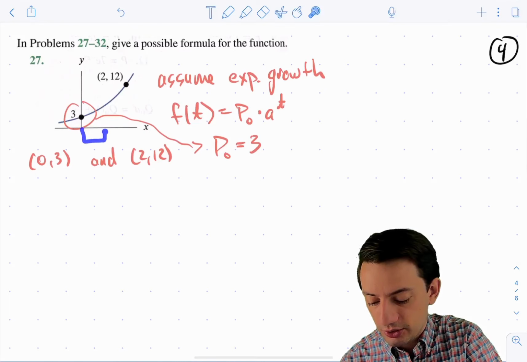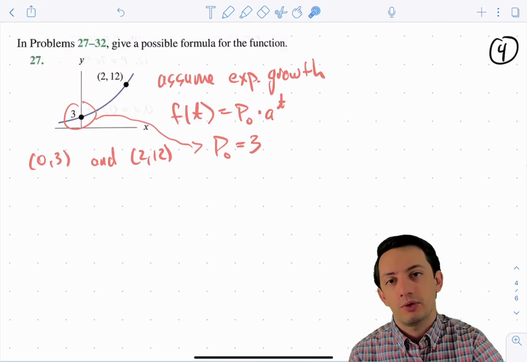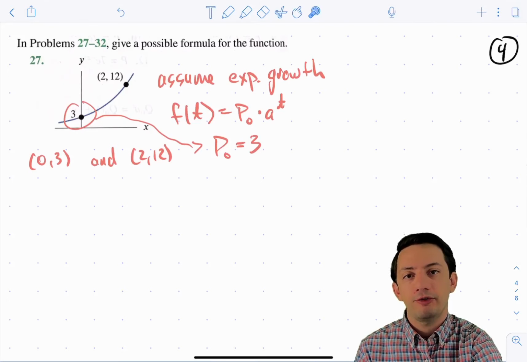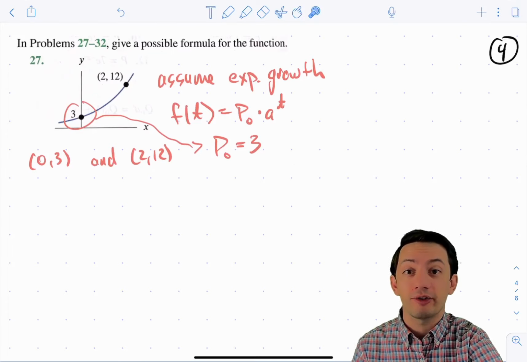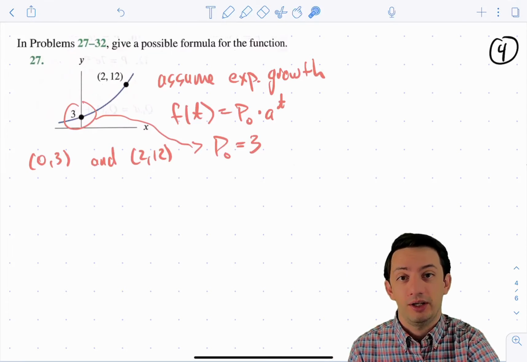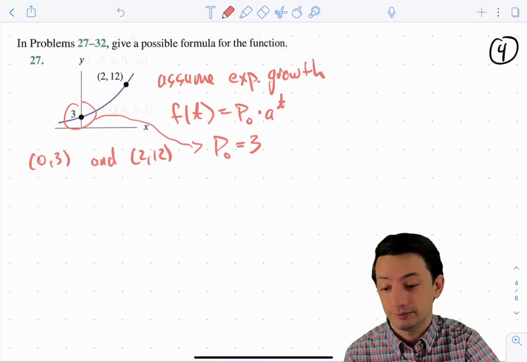Now, what kind of factor is that going from 3 to 12? That's a multiple of 4. So we go up by 4 every time we go over by 2. So if you're growing by 4 every 2 steps, that's like growing like the square root of 4 every 1 step, and the square root of 4 is 2. Now let's calculate that same thing symbolically.